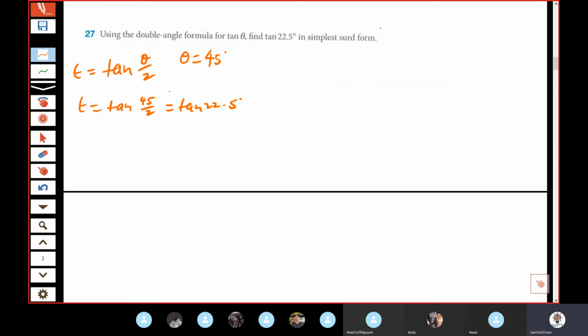So essentially, you're trying to find T. Because if you can find T, then you can say that's tan 22.5. That's how it works. How do you find T? Well, that's when you jump into this and you use any of the three that you want. Pick one. Sine, cos, or tan?